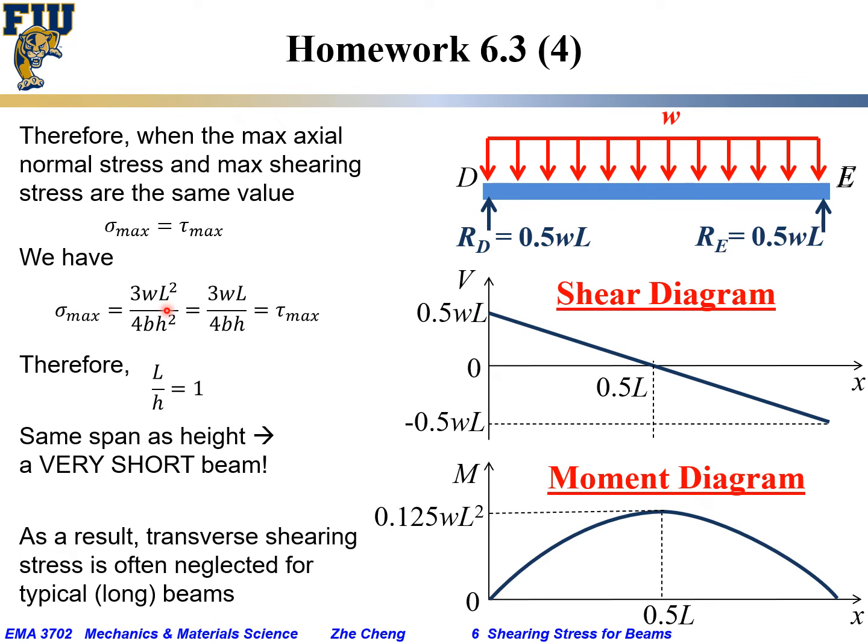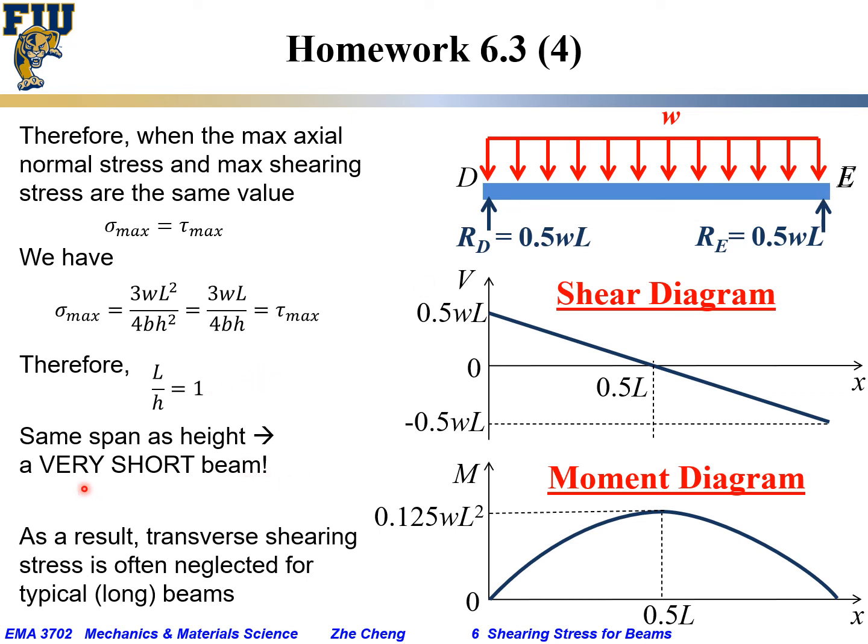L squared become L, H squared and H become H, and essentially what we are going to have would be L, length, over H would be equal to 1. Okay, the length or the span for the beam, the distance from D to E would be equal to the height, cross-section height.